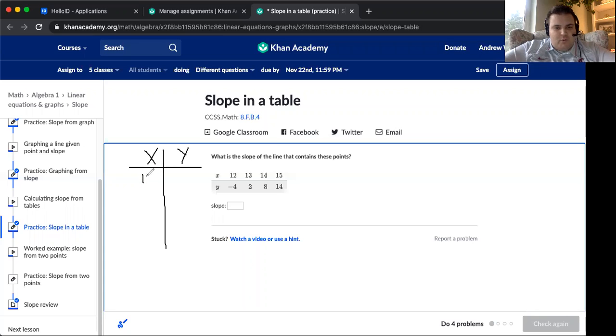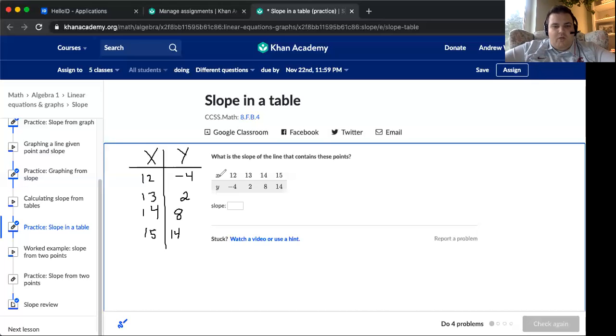So you'd have something like 12, -4, 13, 2, 14, 8, and 15, 14. And it may feel a little more comfortable for you to see it vertically. That's your choice. It doesn't matter to me. You should know that at some point in your life, you may see it both ways, and you need to feel comfortable seeing it both ways. It's just a table. It's a question of, is it vertical or horizontal? Not a big deal.